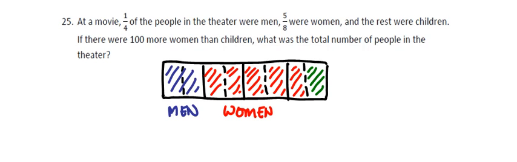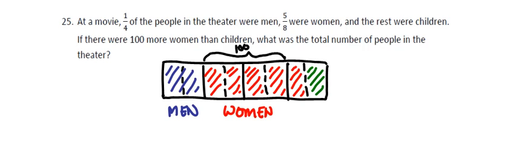If there were 100 more women than children, well, how would we figure out what that means? Well, notice that there's only one green box. So if there were the same number of women and children, there would be one green and one red. All the rest of the red ones are more women than children. And we're told that there's 100 more women than children.